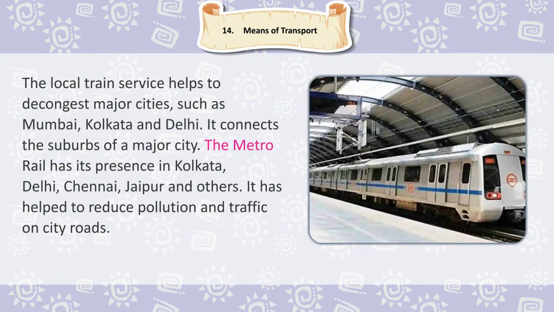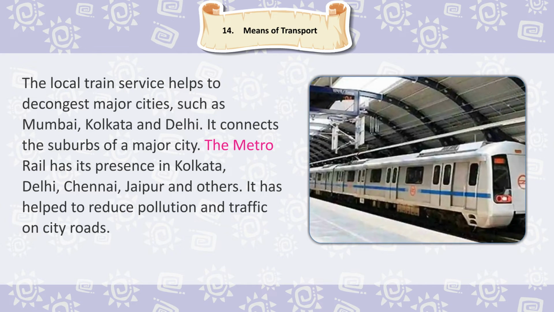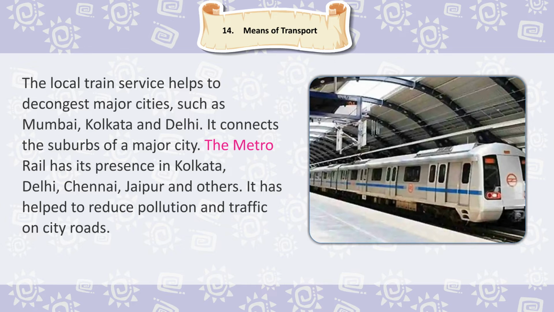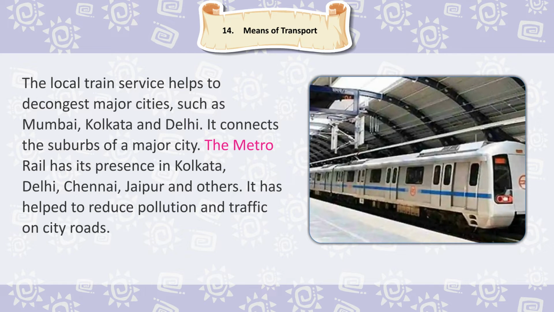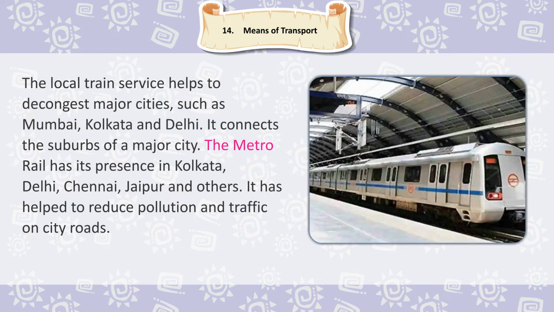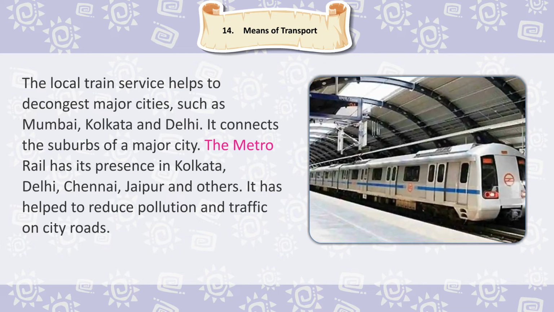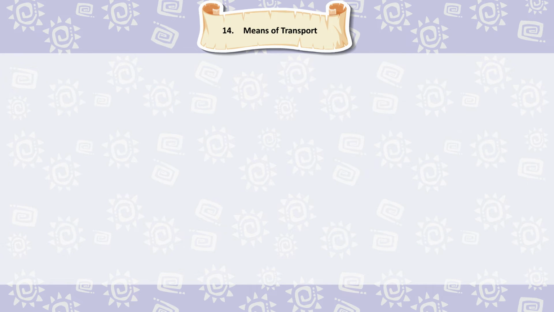The local train service helps to decongest major cities such as Mumbai, Kolkata and Delhi. It connects the suburbs of a major city. The metro rail has its presence in Kolkata, Delhi, Chennai, Jaipur and others. It has helped to reduce pollution and traffic on city roads.